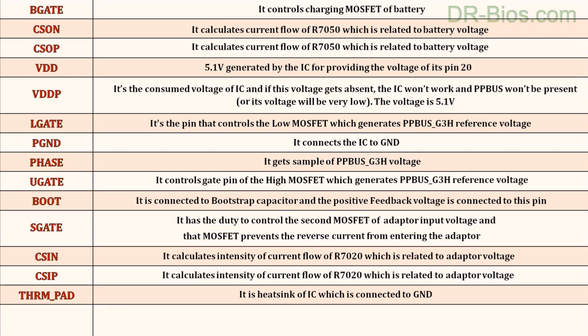Next pin is LGATE. It's the pin that controls the low MOSFET that generates PPBUS_G3H reference voltage. Next one is PGND, and as its name represents, it's the pin that connects the IC to GND. Next pin is phase. It's a pin that gets sample of PPBUS_G3H voltage. And UGATE pin. It controls the high MOSFET that generates PPBUS_G3H reference voltage.